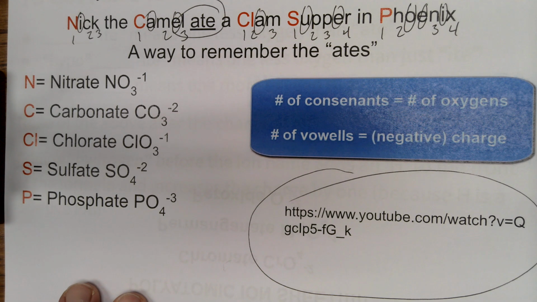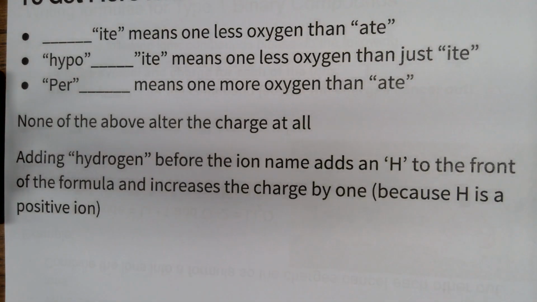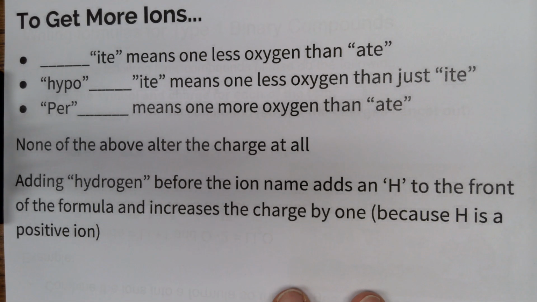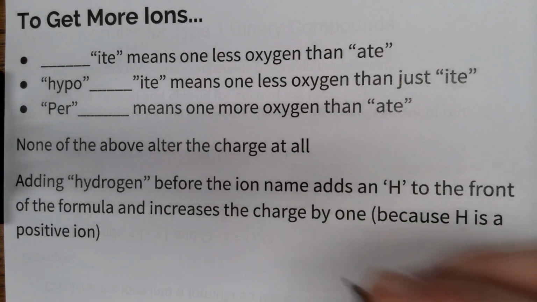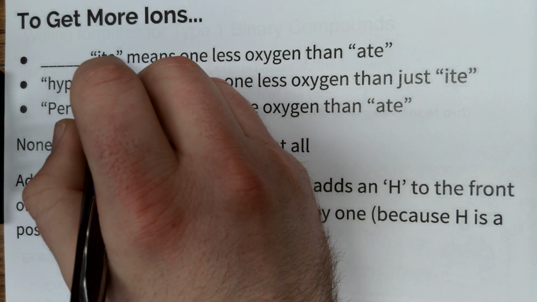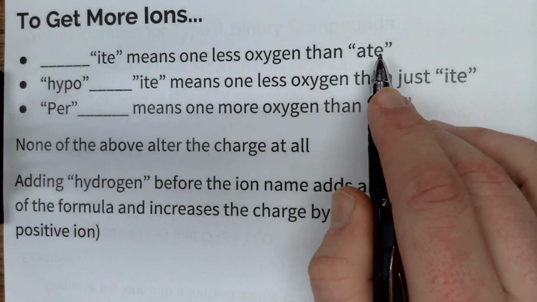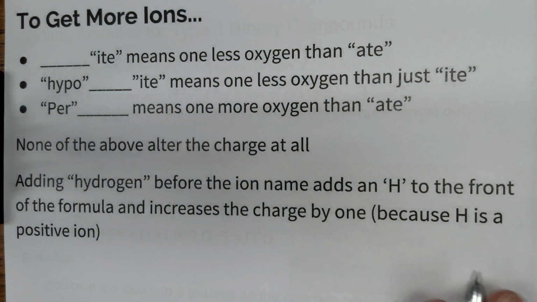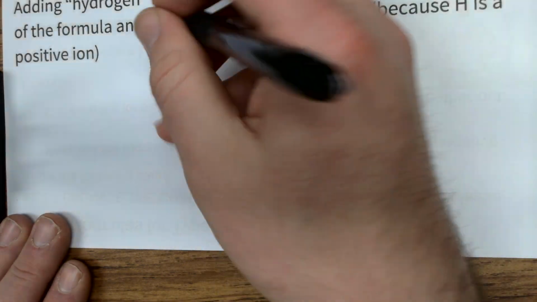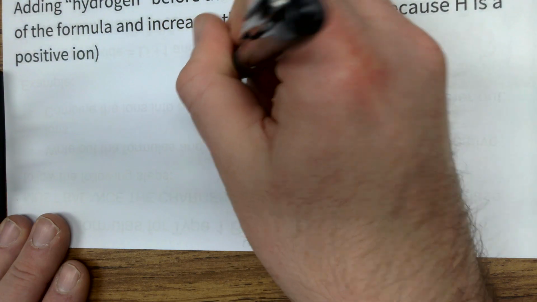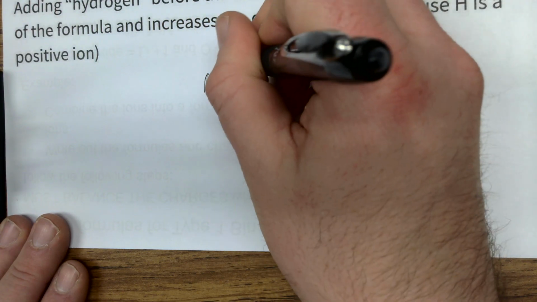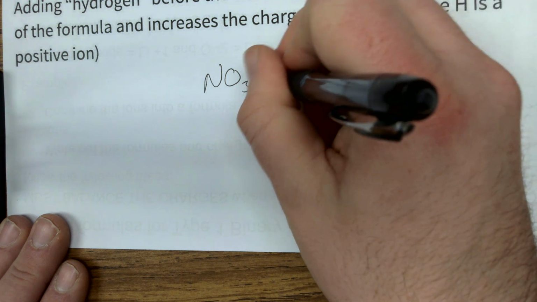Now, like I said, if I know all the -ates, I can identify all my -ites. And how I'm going to do that is with the next slide. To get my -ites, N-I-T-E, it's 1 less oxygen than my -ates. Great example of this. My nitrate is NO3 minus 1. So that's my nitrate.